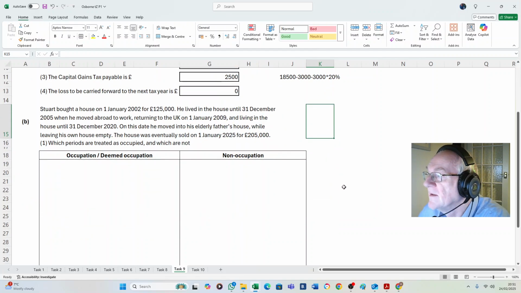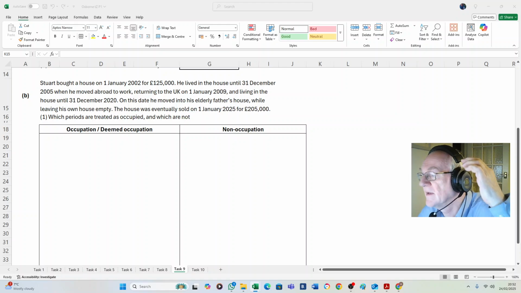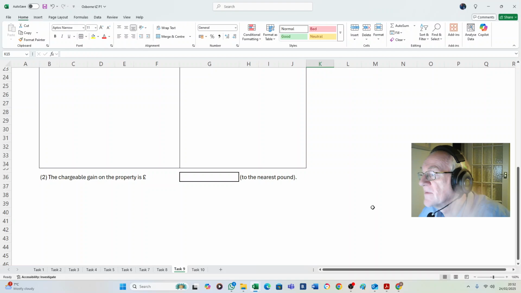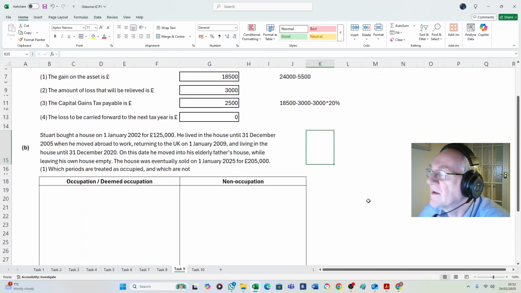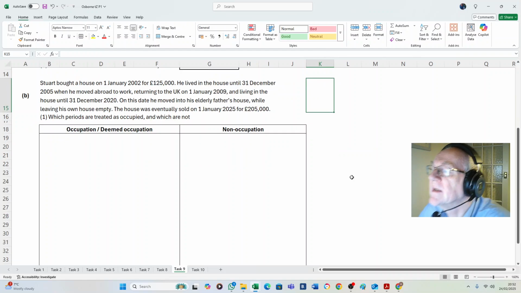And now one that needs bits of paper and months and all sorts of stuff, just as a last numerical question, although there is an answer down here as well. We've just got to work out what the rules are on occupation and non-occupation for a property.